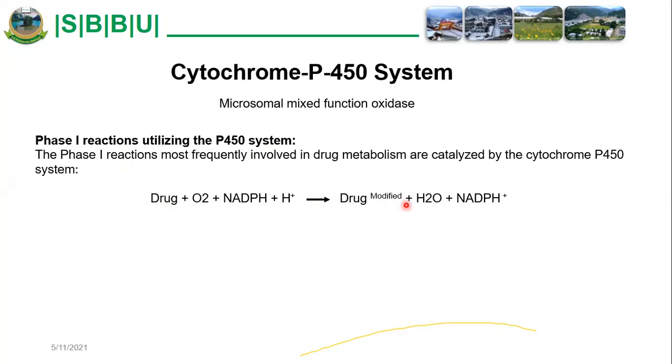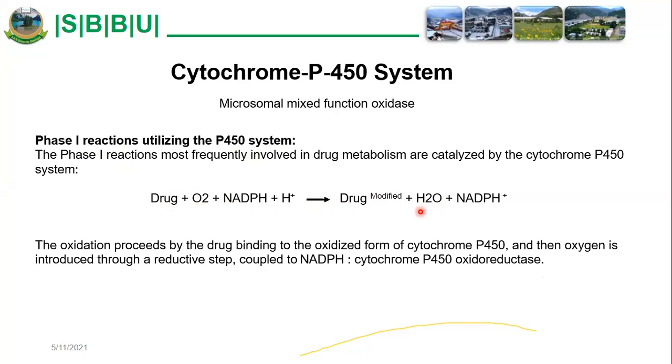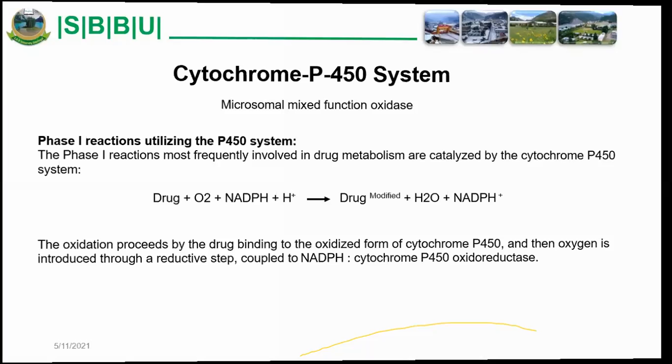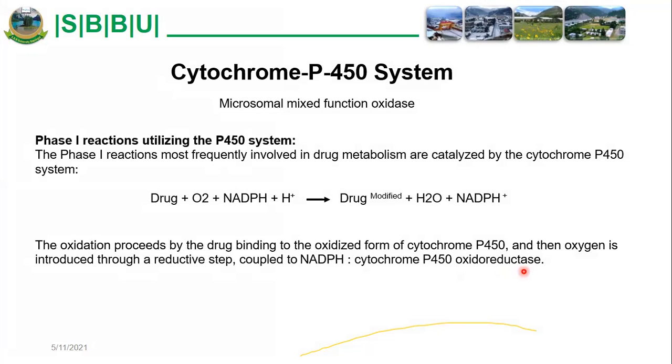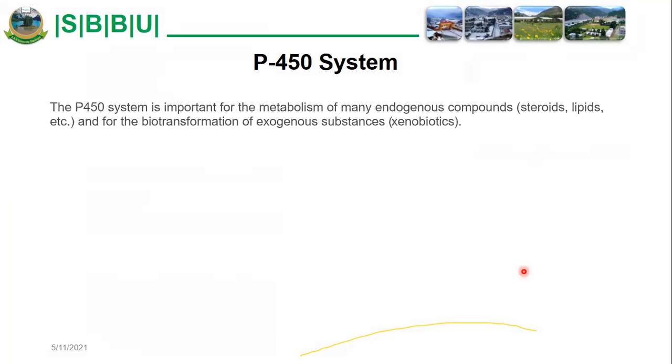NADP. You can see the drug is modified with the help of these oxidized Cytochrome P450 systems, and then actually introduced through reductive steps. This is the reductive steps example. These oxidation reduction reactions may occur, and the P450 system can be coupled to NADPH with the help of cytochrome P450 oxyreductase. Let's elaborate on it more efficiently so that you can know.